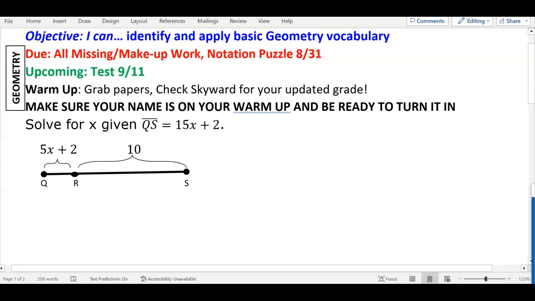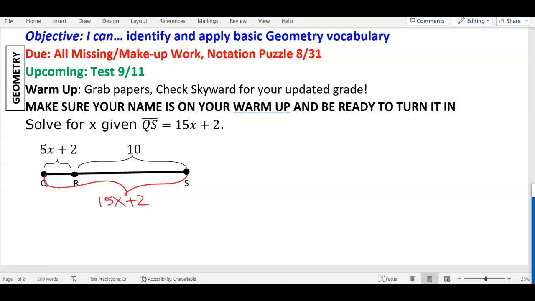This is called segment addition postulate. And I want everyone to hear me, so I don't want headphones in our ears, please. Please, please, please. All right, so right here, I have a segment with two parts, right? The left part, the right part. But it also tells me QS, which is all the way across. From Q to S is 15x plus 2.